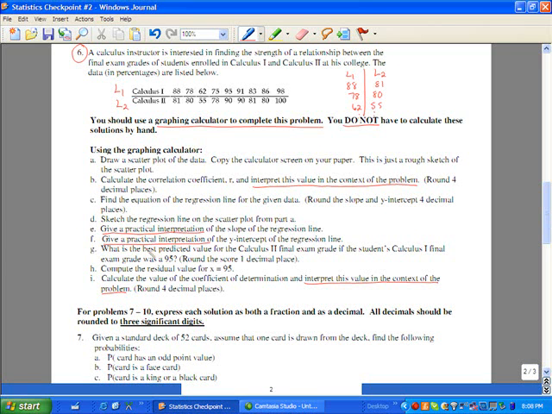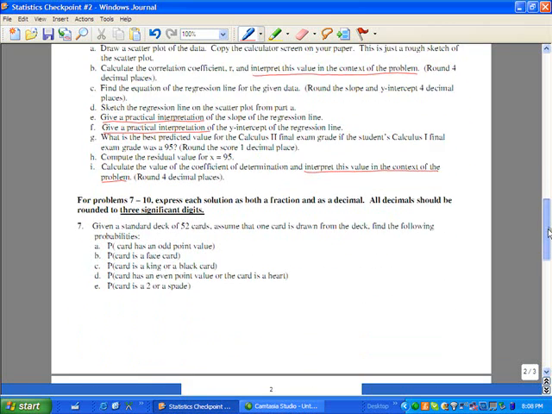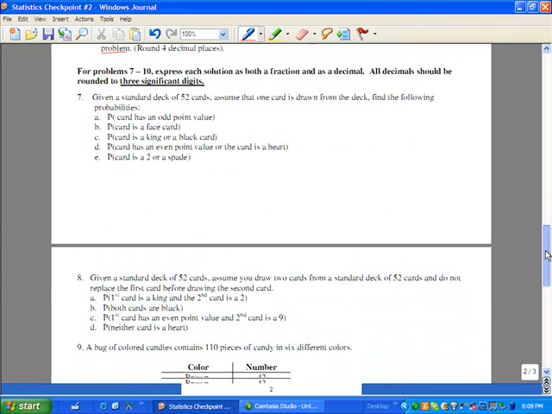Don't wait till the last minute to work on this. As I said, there is a problem identical to this on your final exam, and it has several parts, therefore it's going to be worth a lot of points. When you move into 7 through 10, you are going to be moving into Chapter 5, Probability. Notice for problems 7 through 10, it says express each solution both as a fraction and a decimal. All decimals should be rounded to 3 significant digits.